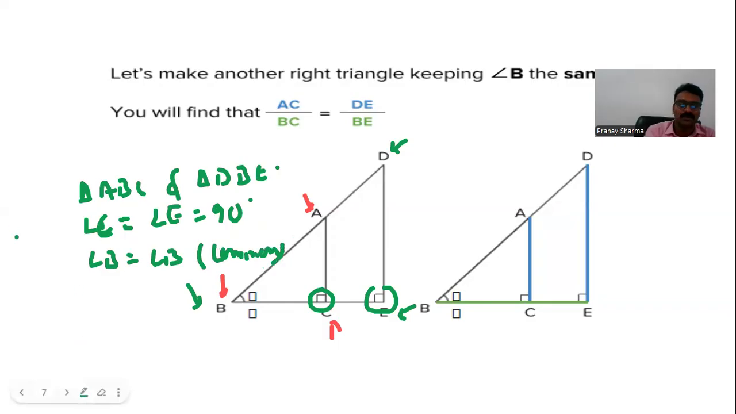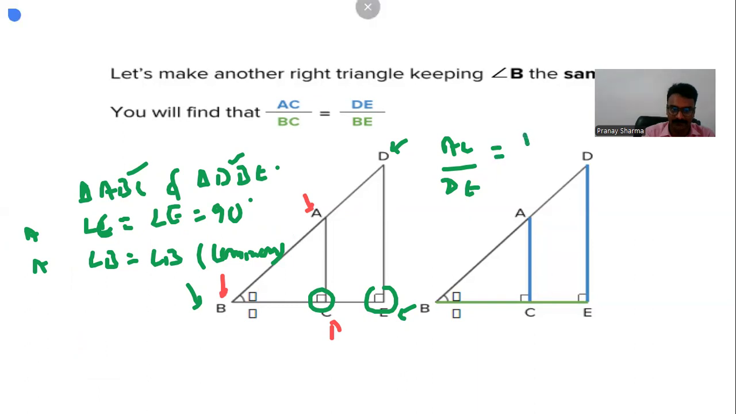All right. So we can say that by angle criteria, these two triangles are similar. So if these two triangles are similar, their sides are proportional. So if I take AC, then I'll be taking DE of this particular side, right? And if I take BC, then I'll be taking BE, this side, right?